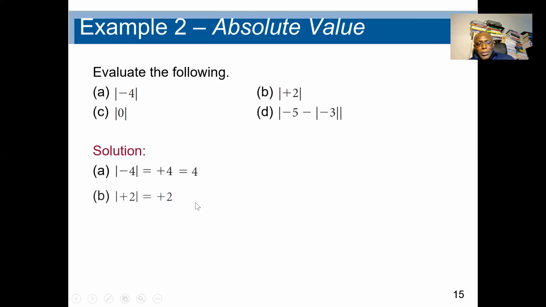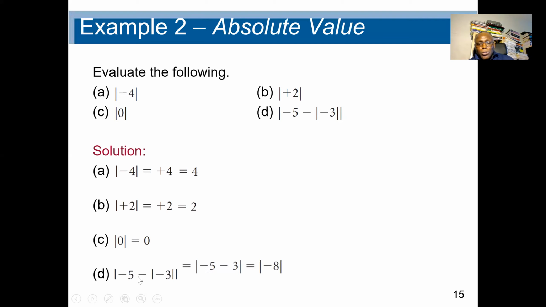And B will be positive 2, stay positive 2, so it's 2. And C, 0 is 0. And here we have to be careful. So you can see the first thing we do, I find the absolute of negative 3, and it's positive 3. Now I will combine the two, negative 5, negative 3 will give me negative 8. The absolute number of negative 8 will give me positive 8.